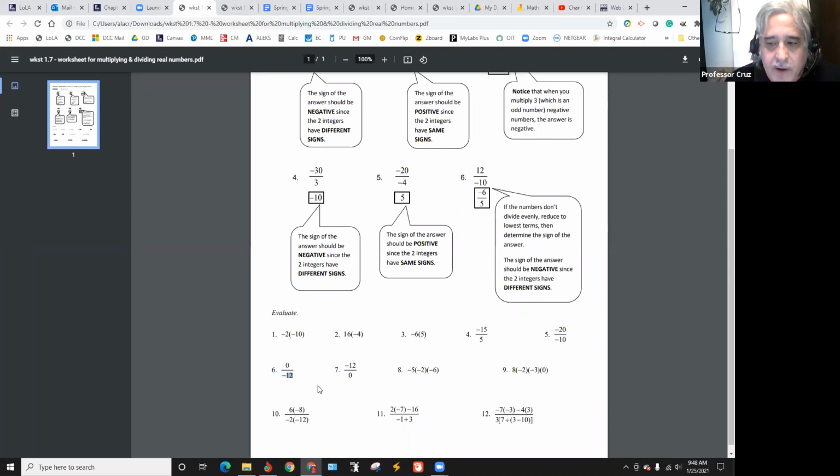So 0 divided by negative 12 is 0. Negative 12 divided by 0 is what? Undefined. Undefined. Don't say 0. It's undefined. Here's 0. This is undefined. And probably the one reason why that's a hard thing to remember is because there's really nothing to do to show you. I mean, it's really difficult to get the idea across.